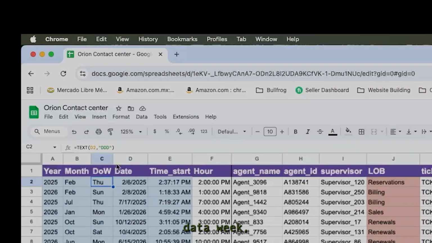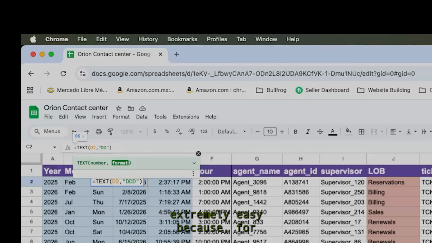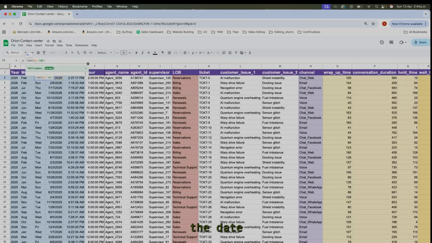Then the day of week, for which I like to use the TEXT function. I find it extremely easy because, for example, if you wanna indicate the day of the week with a number, you have the number 6. So you have Thursday, or you can have Thursday. Completely up to you, but I like to leave it like that. Same thing with the month and with the year.